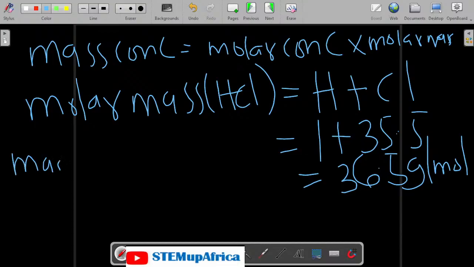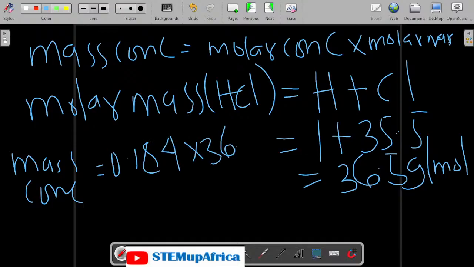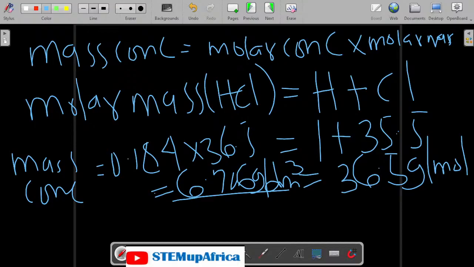So mass concentration is equal to 0.184 times 36.5. What would that give to me? 0.184 times 36.5 will give us 6.716 grams per dm cube. That's the concentration of the acid, 6.716 grams per dm cube. We've got that one.